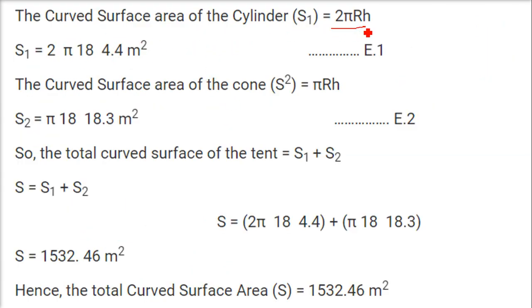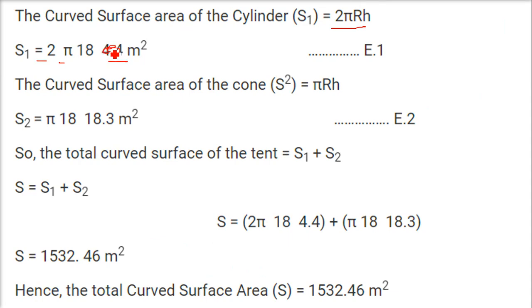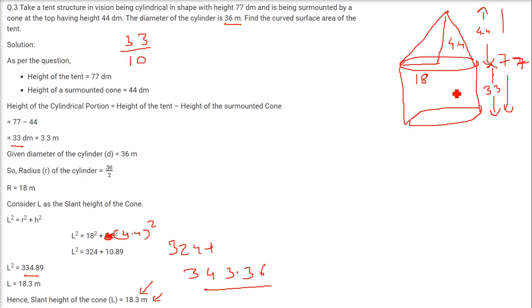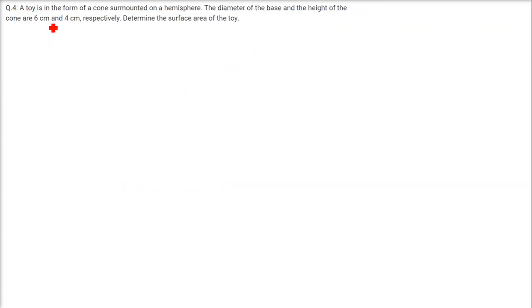Coming to the curved surface area of the cylinder, it is going to be 2 pi r h. We know 2 pi, we know the radius, and the height for the cylinder is 3.3. Then the curved surface area of the cone is pi into r into L, pi into 18 into L, which we just found out as 18.3. Now just add these, and you'll get 1532.46 meter square total surface area. You have to add 2 pi r h with pi r L.